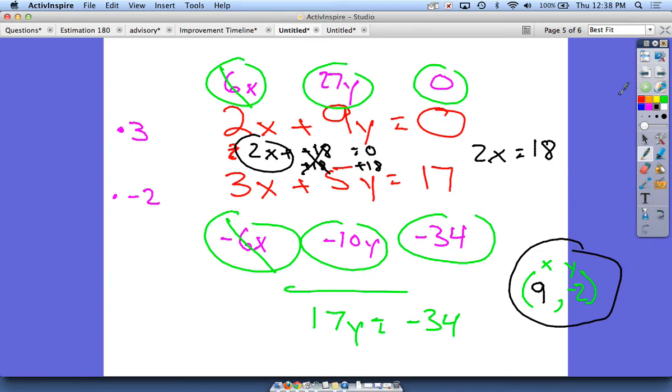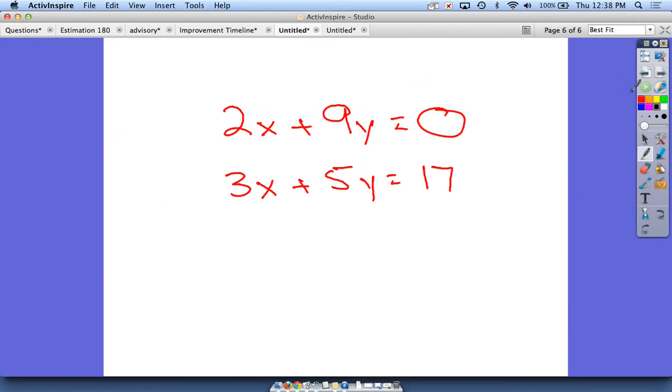Now, if you did it a different way, I'll try to cancel out the y's for you. So let's see, 9 and 5. The smallest number I could use is 45. Yep, 45. So I'm going to make one of them negative and one of them positive. It doesn't really matter. I'll make this one negative, so I'll do times -5. And I want to keep the other one positive, so we'll just multiply by 9.